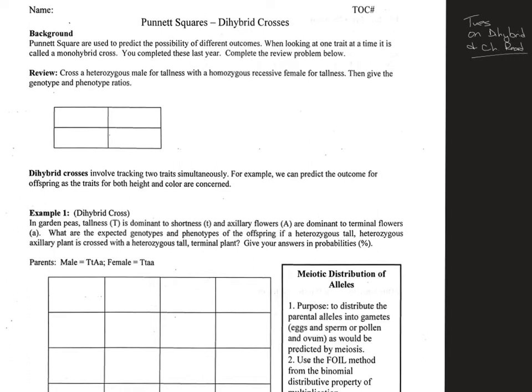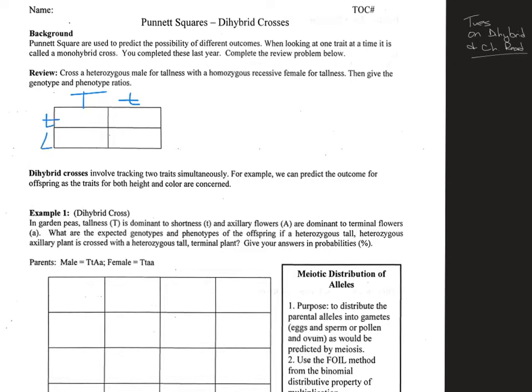So it says here, you have a Punnett square, a cross between this: if you cross a heterozygous male for tallness with a homozygous recessive female for tallness, give the genotype and phenotype, or the phenotypic ratios. So heterozygous male, which means if we're talking about tall, it means big T, little t. And it says homozygous recessive for the female, so that's little t, little t.